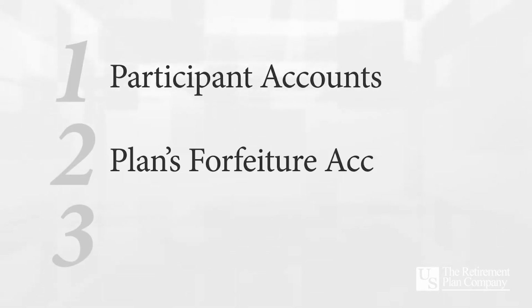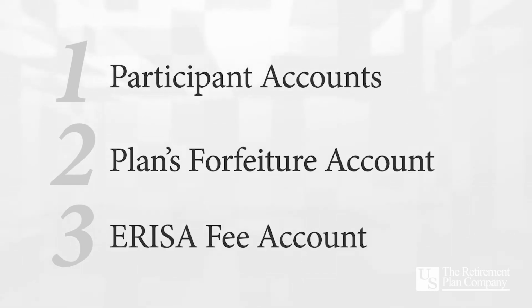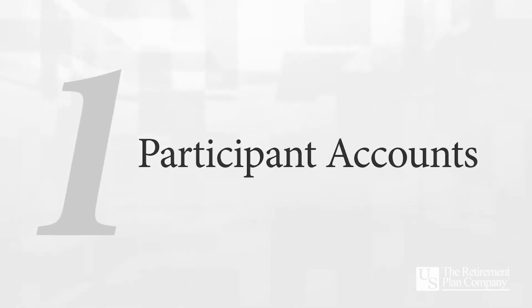When it comes to paying fees from plan assets, sponsors have the choice to draw from participant accounts, from the plan's forfeiture account, or from an ERISA fee account. Let's quickly look at all 3 options. First, plan sponsors can pay plan expenses from participant accounts.